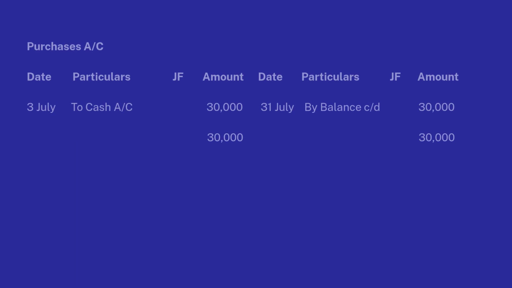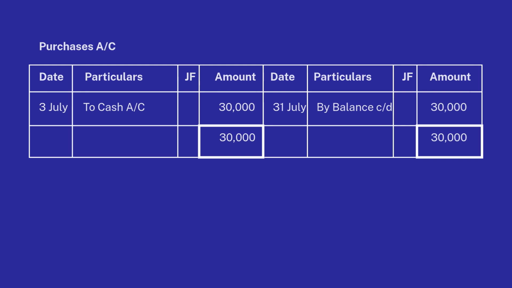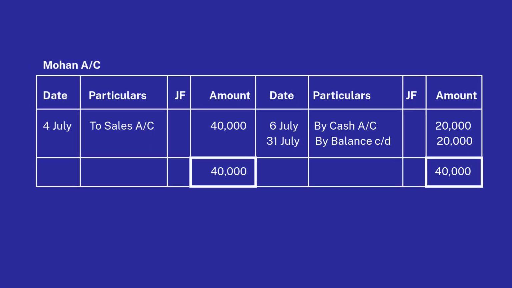Purchases account, here, the entry is to cash account with 30,000 and the account is closed by writing the difference amount. Similarly, sales ledger account is prepared with the entry by Mohan 40,000 in credit side as goods were sold to Mohan on credit. Mohan account, in this account, to sales account, is written in debit side. Cash was paid by Mohan on 6th July, so the entry will be in credit side as by cash 20,000 rupees.